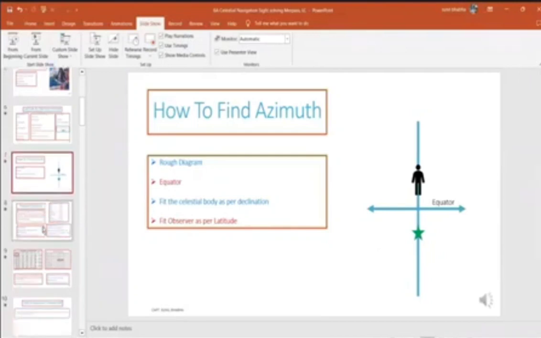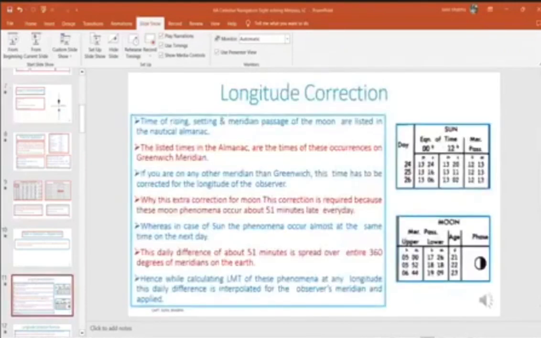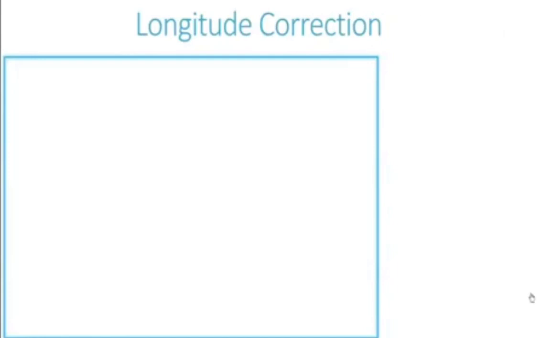Now beta, when you are doing these questions with the moon, a small additional concept comes in the case of the moon, and that is the concept of longitude correction. So let me explain to you what is this longitude correction. So let's see the longitude correction part. Let us now understand the concept of longitude correction.